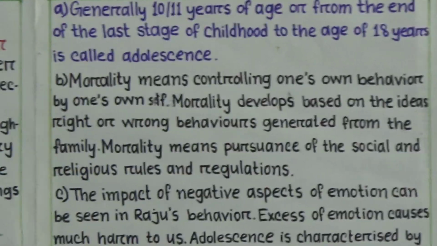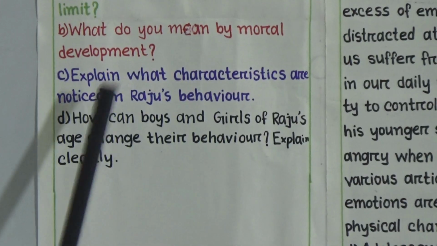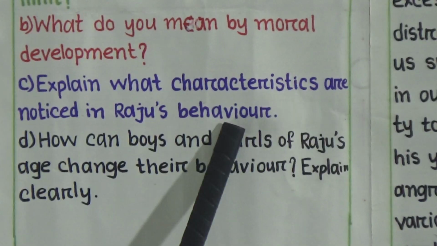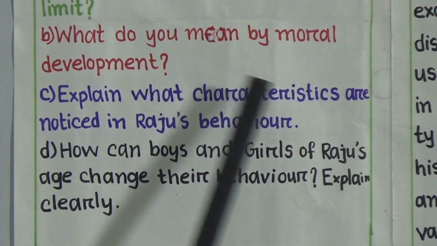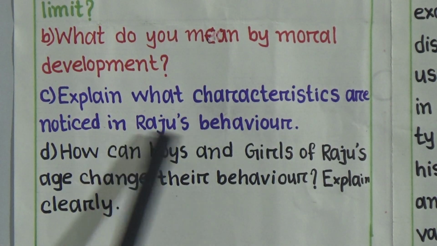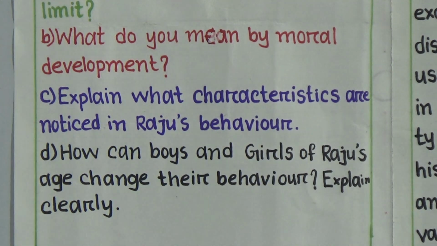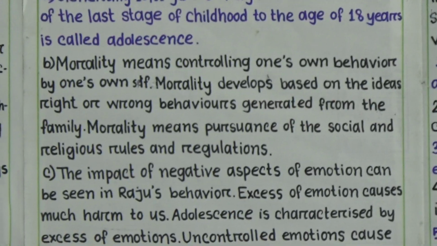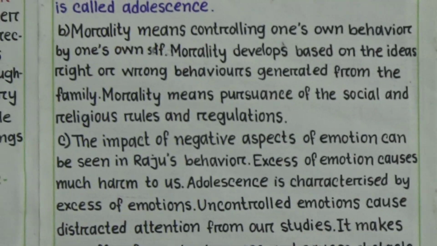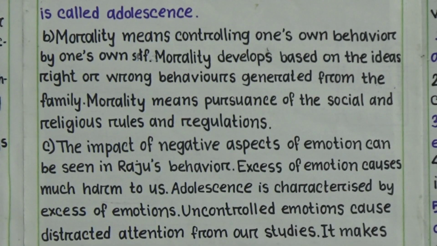Now, come to number C. Explain what characteristics are noticed in Raju's behavior. Students, I have given here the answer of question C. You can write like this or with the help of the textbook you can write the answer.